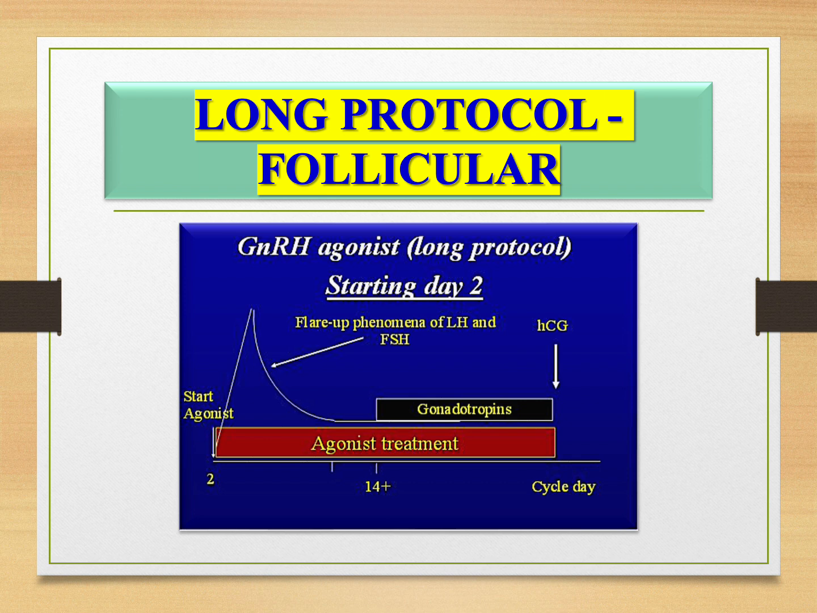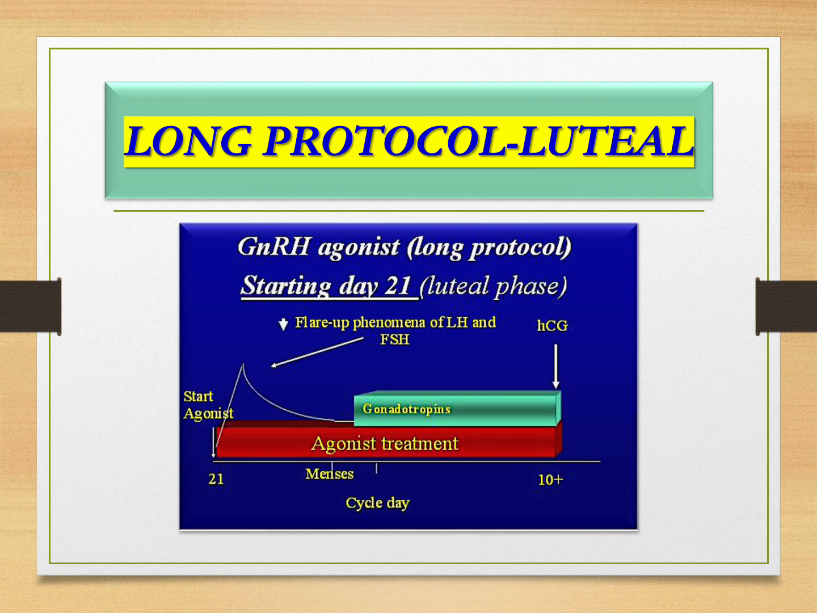Now coming on to the long protocol started in the luteal phase. Just like in the follicular phase, we can start it in the luteal phase also. How do we start in the luteal phase? From the 21st day of the menstrual cycle, once we have confirmed the ovulation, then we can start the GnRH agonist.